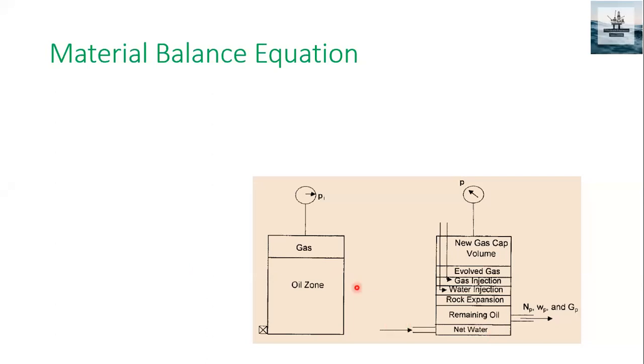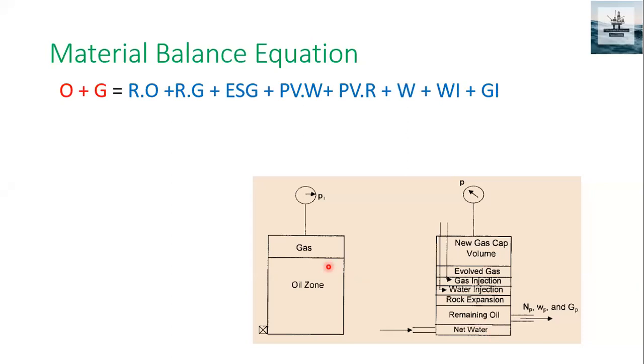If you see on the LHS, you can see undersaturated conditions. If you see on the RHS, that will be saturated condition or below saturated conditions. If that is the case, this is the equation: O plus G, meaning initial oil plus initial gas, is equal to remaining oil. Why? Because some amount of oil has been produced. Plus remaining gas, evolved solution gas, pore volume contributed by expansion of water, pore volume contributed by rock expansion, plus water left or water encroached through aquifer, and injected water plus injected gas.